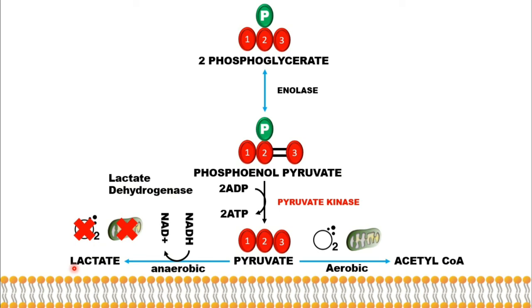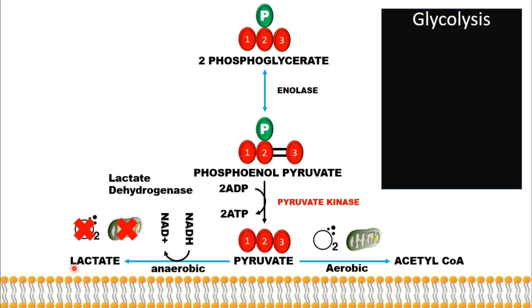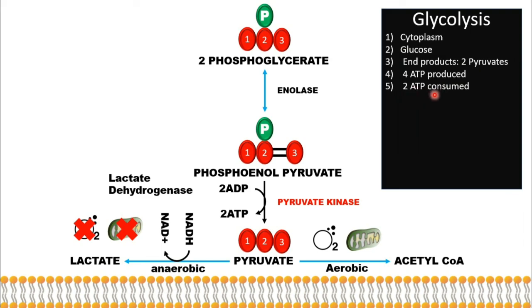Then let's see what we generated during the process of glycolysis. Glycolysis occurs in the cytoplasm because all the enzymes needed for glycolysis are located in the cytoplasm. So one of the characteristics of glycolysis is that it is a cytosolic pathway. Our starting substrate is glucose and our end product is 2 pyruvate. During glycolysis, we produced 4 ATP, and in the beginning we had consumed 2 ATP. So 4 ATP minus 2 ATP equals 2 ATP. So the net production of ATP per glycolysis is 2 ATP.